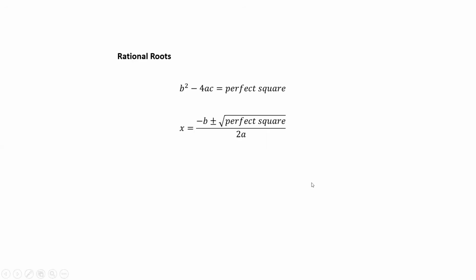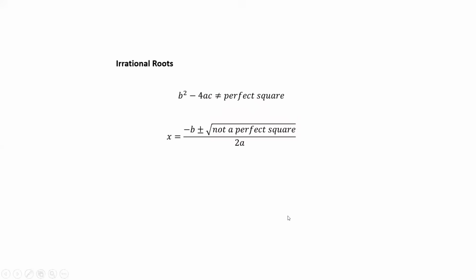How about if the roots are rational? Remember, part of our roots can be rational. So how do you know that these are rational? They give you a perfect square. So b squared minus 4ac, the discriminant, will give you a perfect square. That's how you know the roots are rational. How about if it's irrational? They will not give you a perfect square.